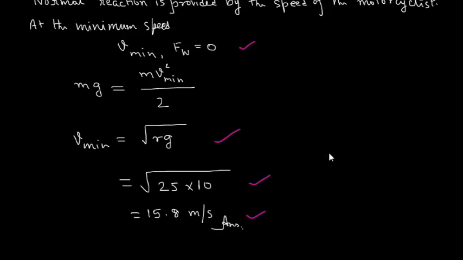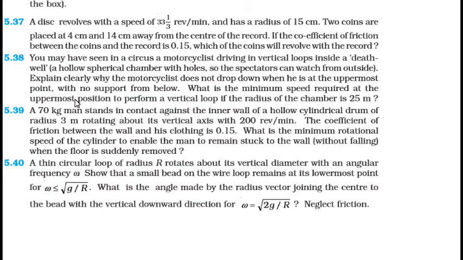Let us move to the next question. 5.39. A 70 kg man stands in contact against the inner wall of a hollow cylinder drum of radius 3 meter rotating about the vertical axis with 200 revolutions per minute. The coefficient of friction between the wall and his clothing is 0.15. What is the minimum rotation speed of the cylinder to enable the man to remain stuck to the wall without falling when the floor is suddenly removed?